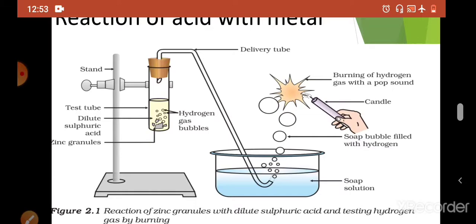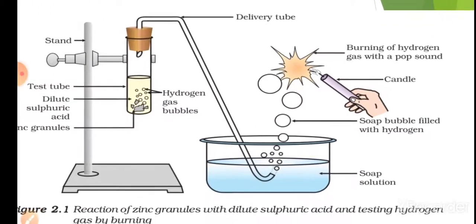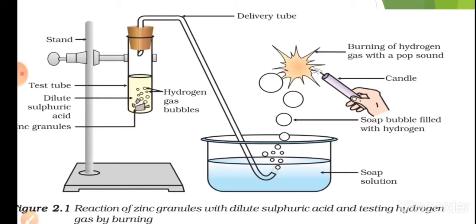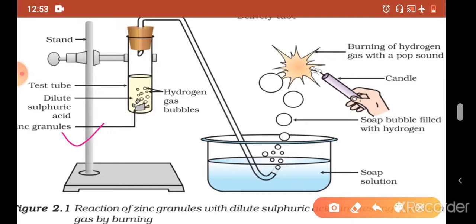First of all, this is the apparatus shown in the diagram, and here we can see the clamp on which a test tube is kept properly, right? And this is the delivery tube which is going from here to here. Now this is the beaker which contains soap solution, right? So here we got a test tube in which we are going to mix two substances.